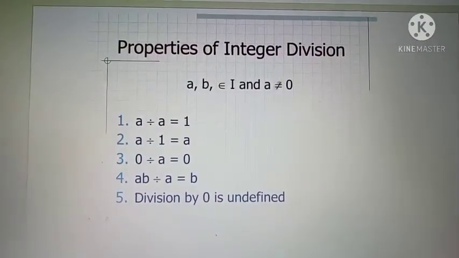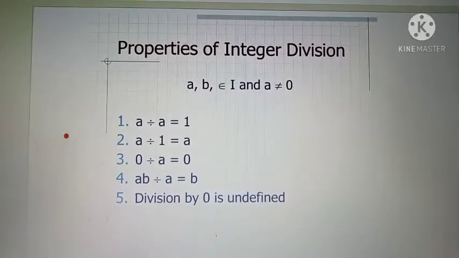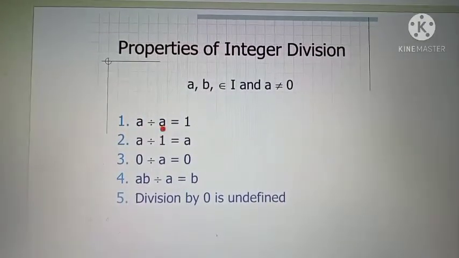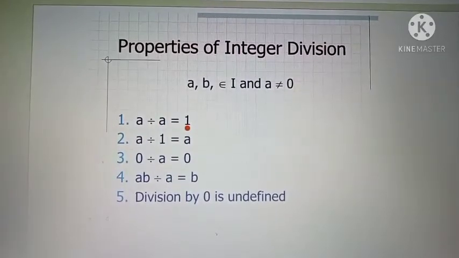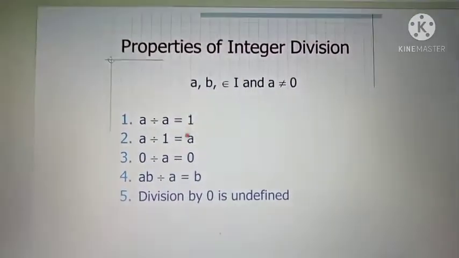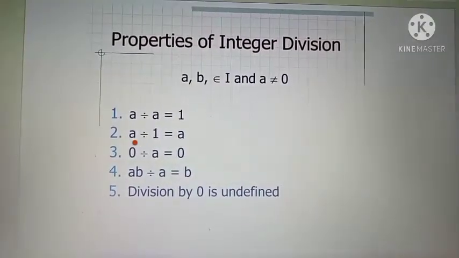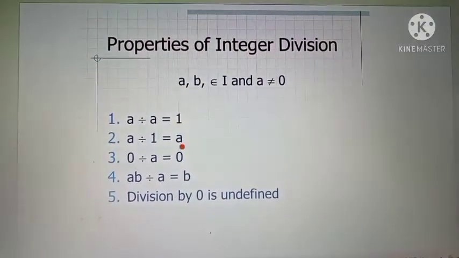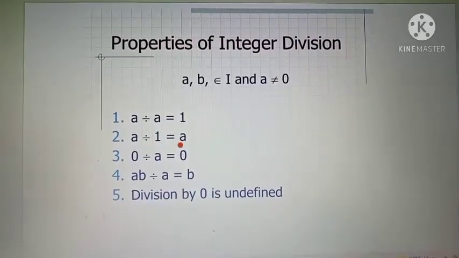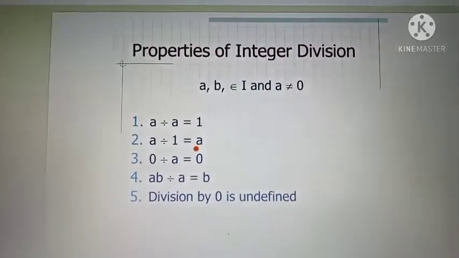Properties of integer division. I have given here 5 properties. First one, a divided by a is equal to 1. For example, 5 divided by 5, answer is 1. Second property, a divided by 1 is equal to a. Like 10 divided by 1 is equal to 10, 100 divided by 1 is equal to 100.